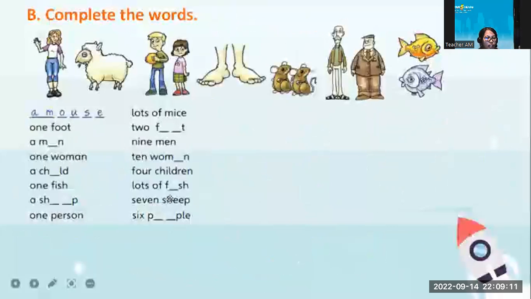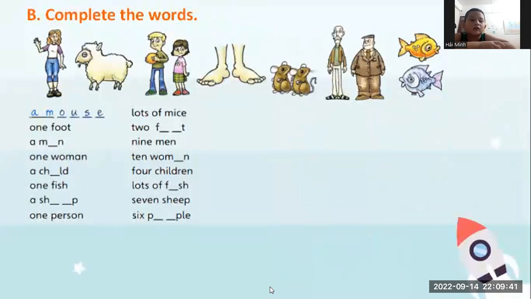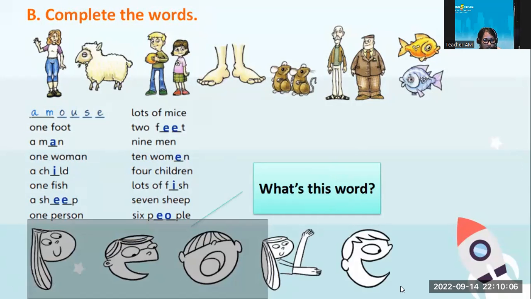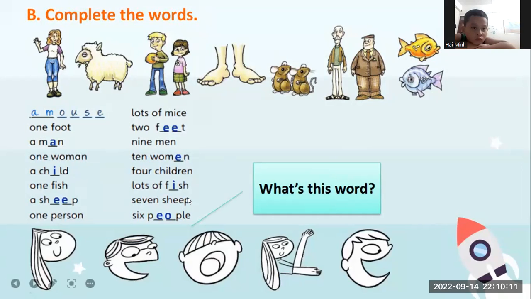So let's proceed with this slide. I want you to complete the words. Okay, you can write your answer here, Min. A mouse, one foot, a man, one woman, a chew, one fish, a sheep, one brush, lot of mice, 2 feet, 9 men, 10 woman, 4 children, lot of fish, 7 sheep, 6 people. Okay. So very good. So now, what word is this? I don't know. This is people.